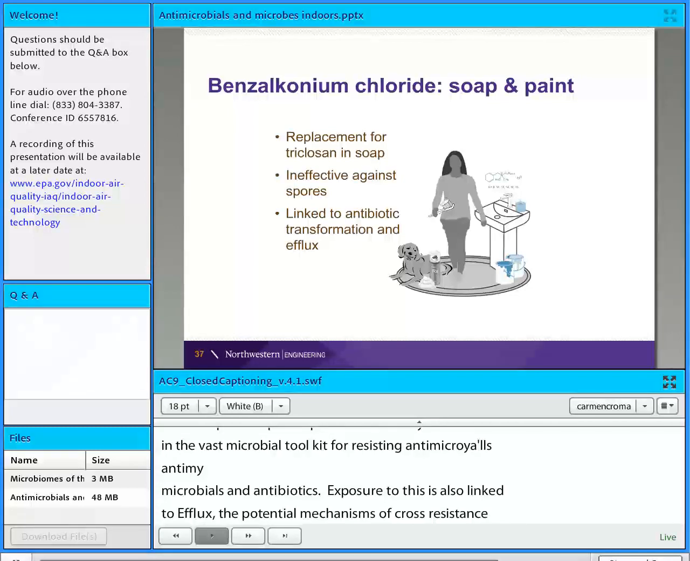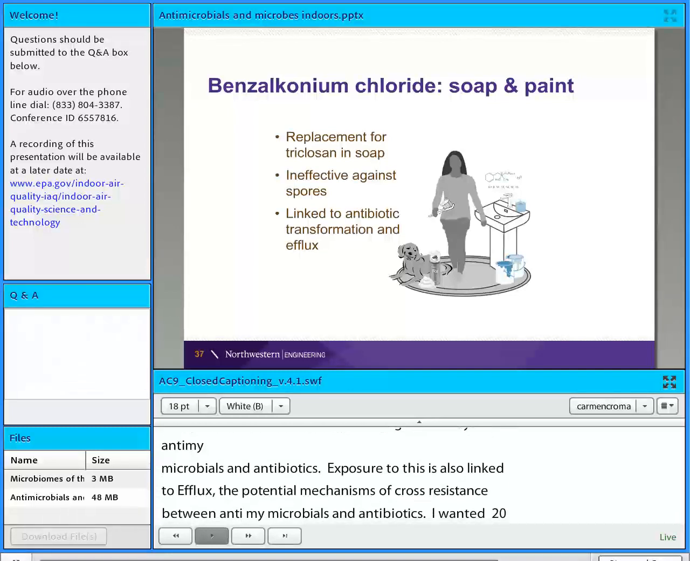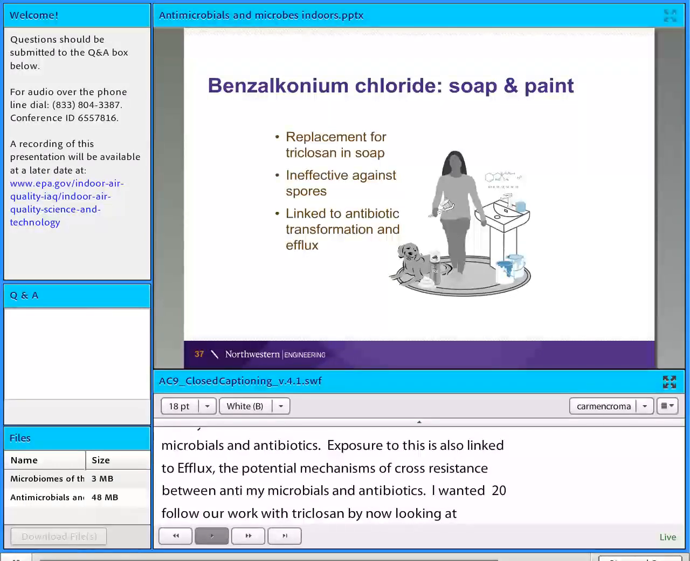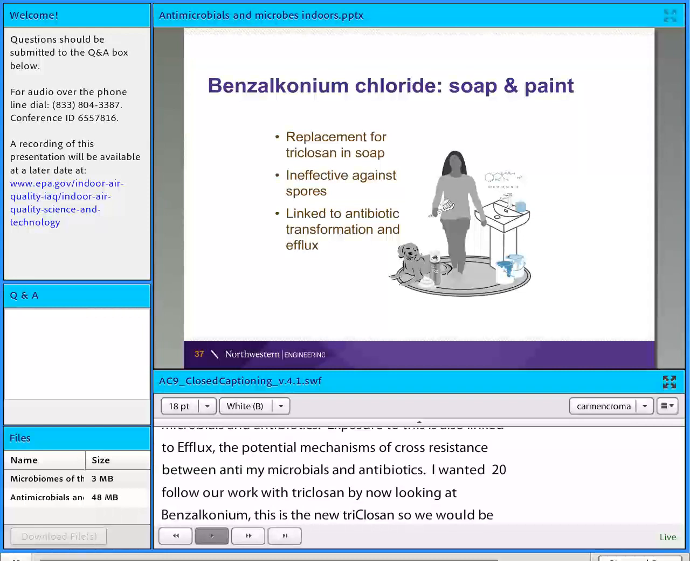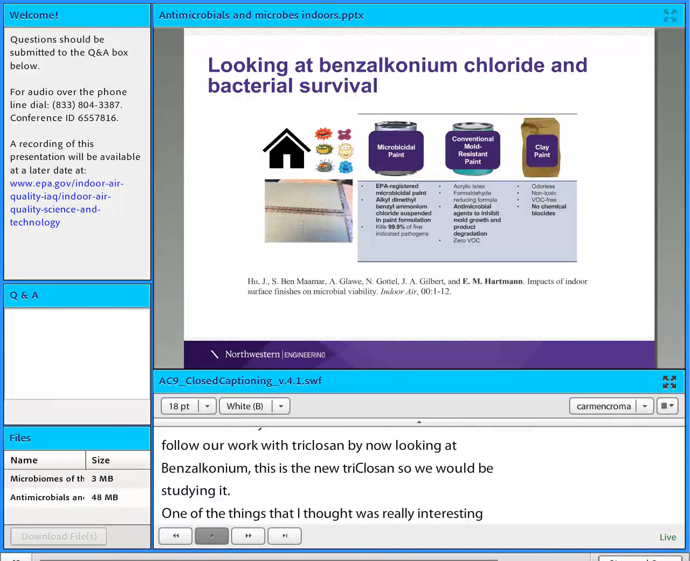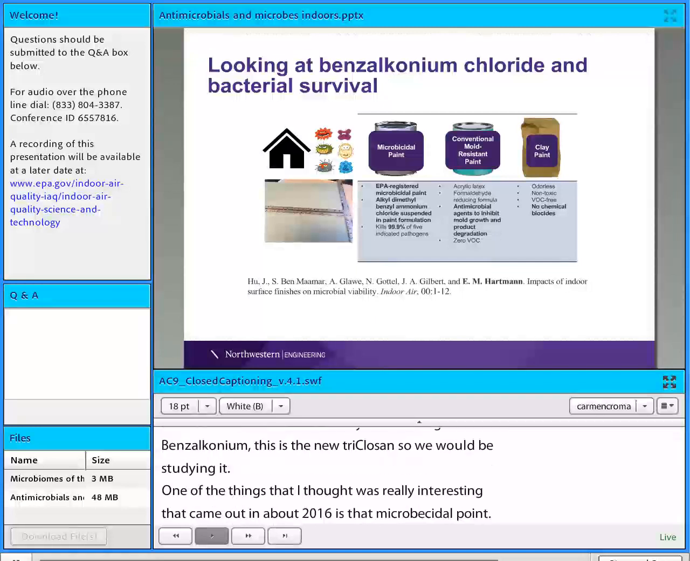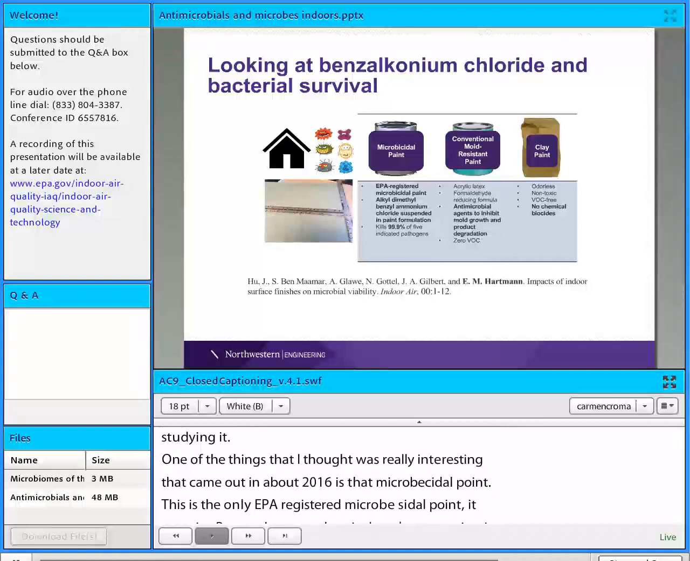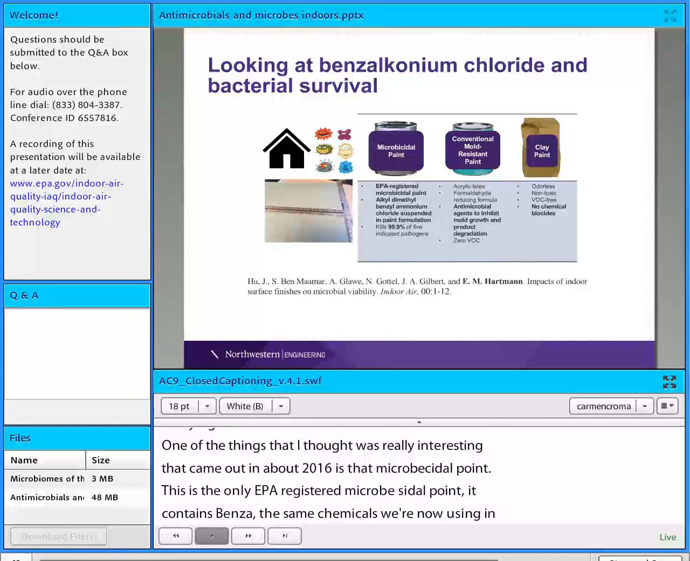So I wanted to follow up our work on triclosan by also now looking at benzalkonium chloride, since triclosan is totally out. Benzalkonium chloride is the new triclosan. Clearly, we should be studying benzalkonium chloride. And one of the things that I thought was really interesting that came out in about 2016 is this microbicidal paint. This is, I think, the first and possibly still the only EPA-registered microbicidal paint. It contains benzalkonium chloride, so the same chemical that we're now using in antibacterial hand soap, you can now buy in paint formula and put on your walls, should you want.